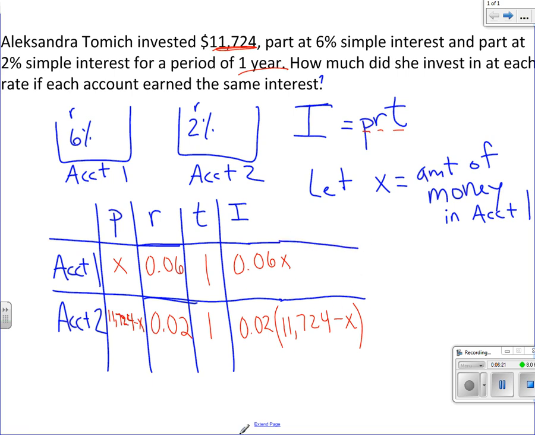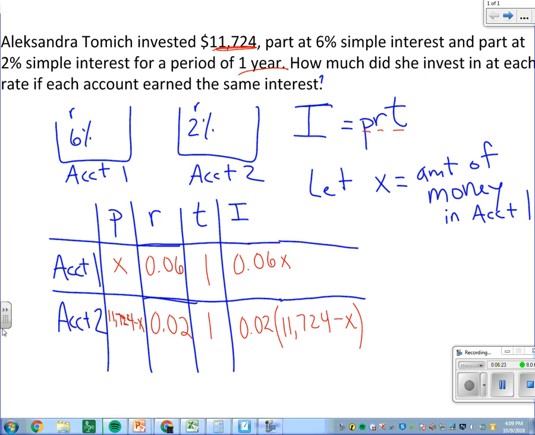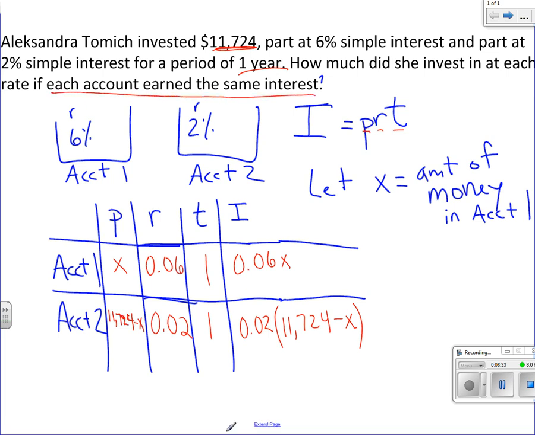Okay, now then, for the grand finale, last piece of information we need is this right here. Each account is going to earn the same amount of interest. So that means at the end of 1 year, whatever interest I earned in account 1, I'm going to have that same amount of interest earned in account 2. What does that mean we can do with these two things? Did you say set them equal to each other? I think I heard you say that, and you would be correct. That's exactly what we need to do.